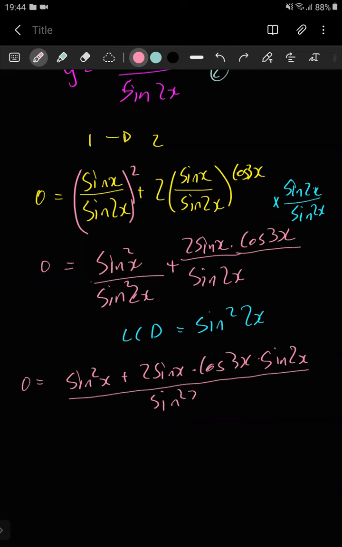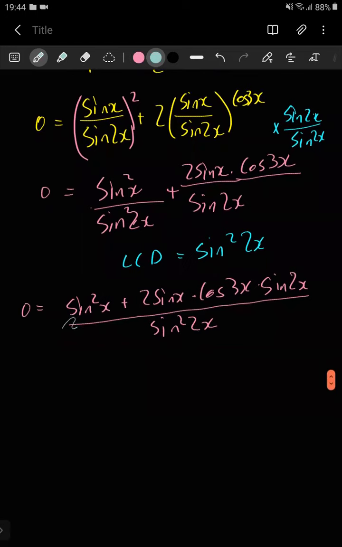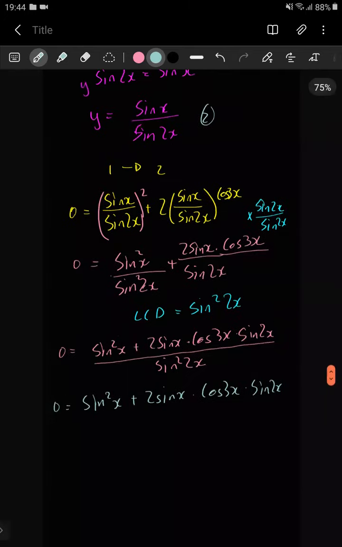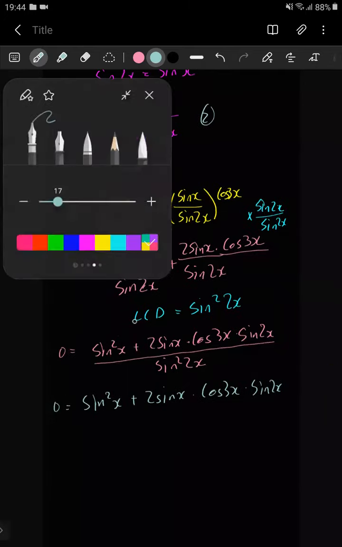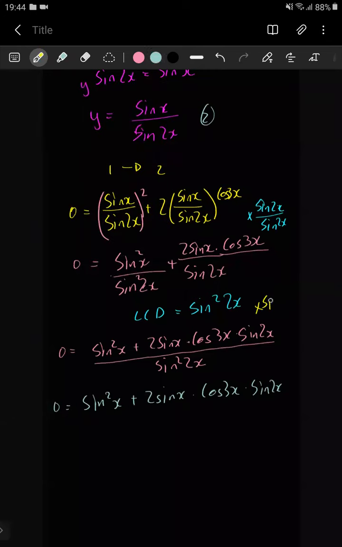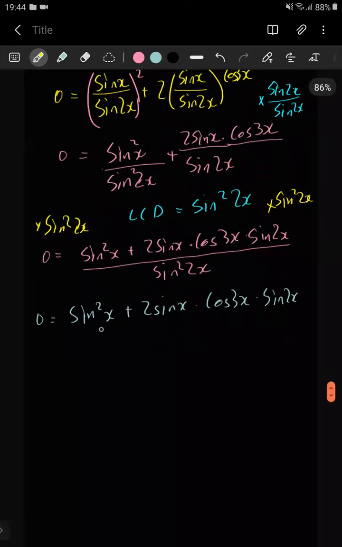So if you multiply both sides by your denominator, it's going to fall away. And then you're going to have just 0 is equal to sine squared x plus 2 sine x dot cos 3x dot sine 2x. So let me just show that so that people don't get confused. Here all we did was multiply this side by sine squared 2x, and this side by sine squared 2x. Okay, carrying on, let's see what we can do here now. We have to be very careful here, because the cos 3x is going to be a problem there. Hopefully not, but let's see.